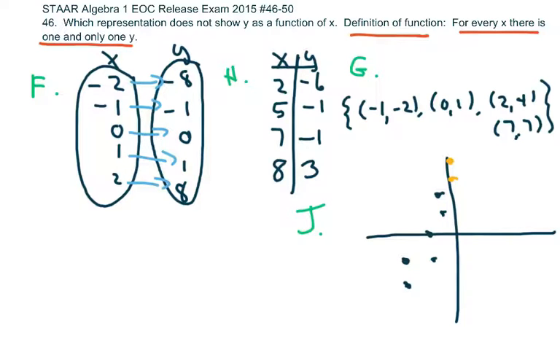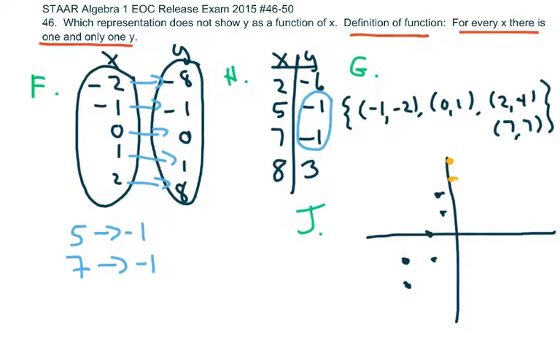Now, if you look at H, we have two different y's here, which is -1. However, every x, 5, only has one y. 7 only has one y. So this is a function. It doesn't matter if the y's are the same. The x's have to be different.